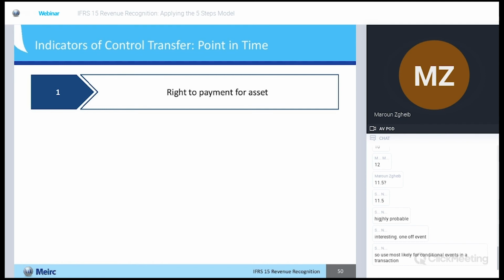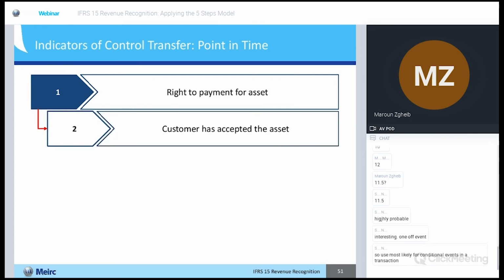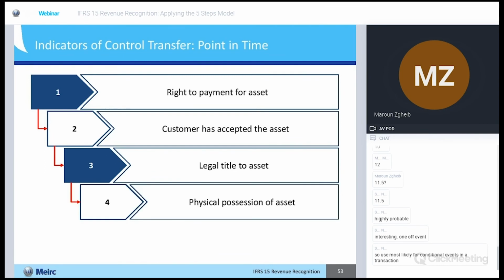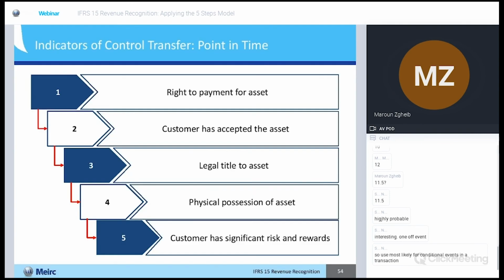When does control transfer? At a point in time. Control transfers at a point in time when you have either a right of payment, or the customer has accepted the asset, or legal title to the asset has passed from the seller to the buyer, or there is physical possession of the asset, or the last example is when the customer has significant risks and rewards, or significant risks and rewards were transferred.